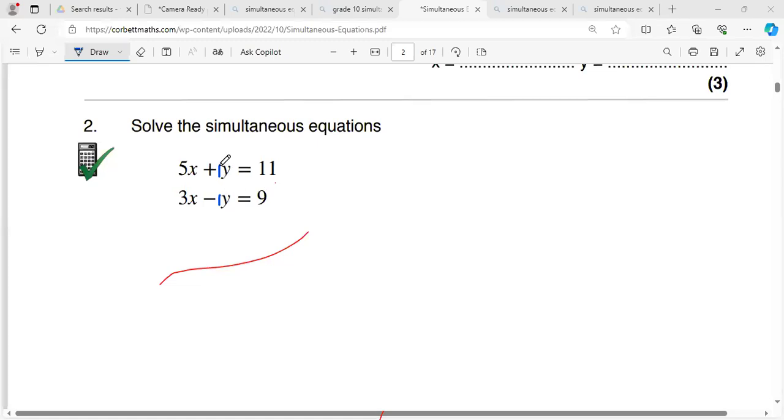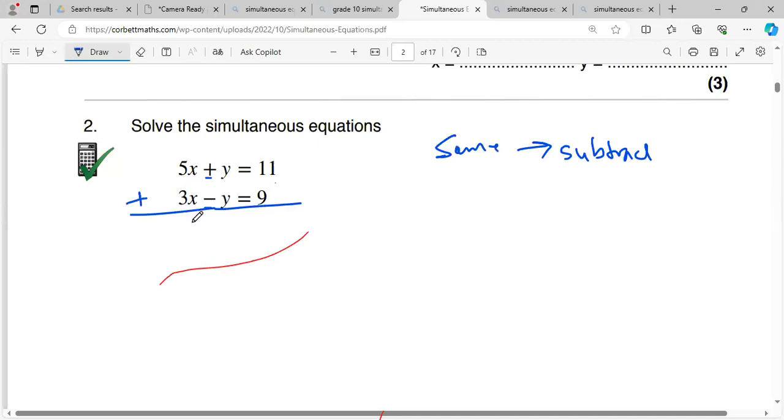All right. So the coefficient is already 1, right? So we know that the coefficients are 1. We still have to check the sign also, because this is plus and this is minus. When the signs are the same, we subtract. But when the signs are different, we add. So they are different, so we're going to add the entire equation.